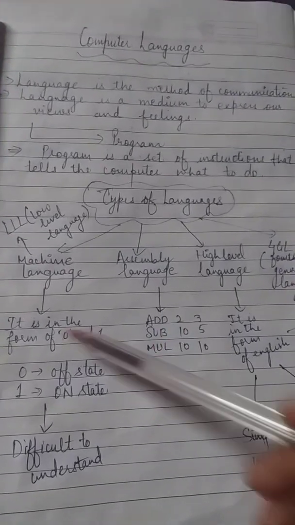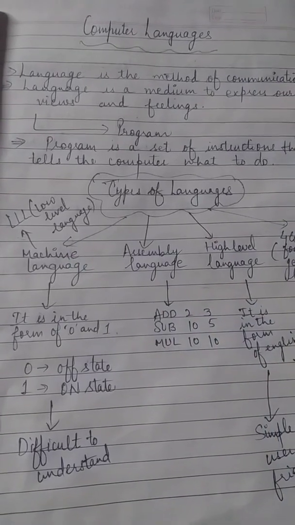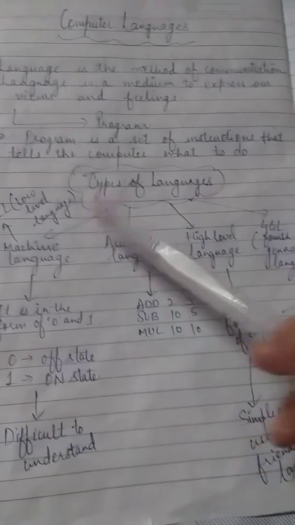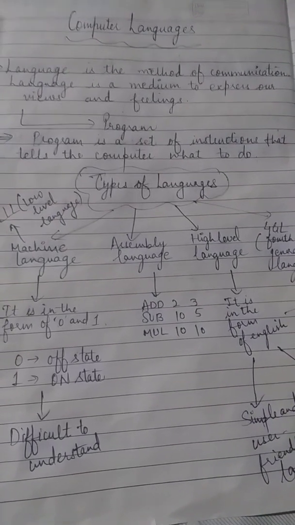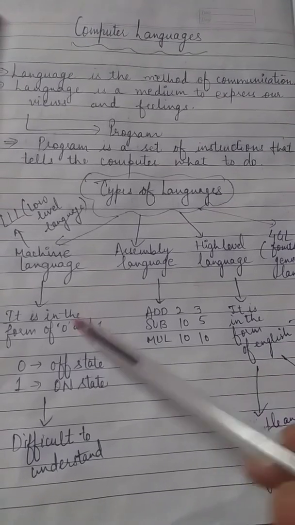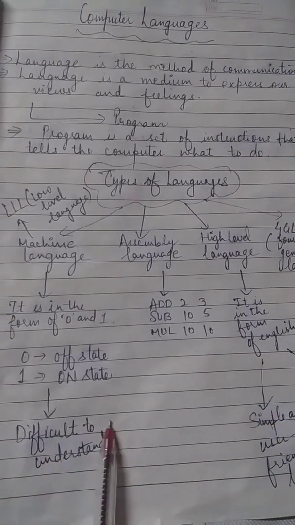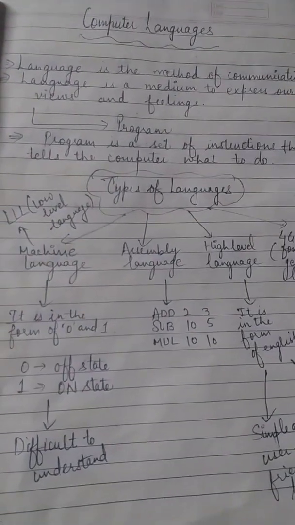So machine level language is also called low level language. Why is it called low level language? Because the computer can directly understand this language, but human beings like us can't understand this language because it is in the form of 0 and 1. So that's why it is difficult to understand and it is also regarded as low level language.